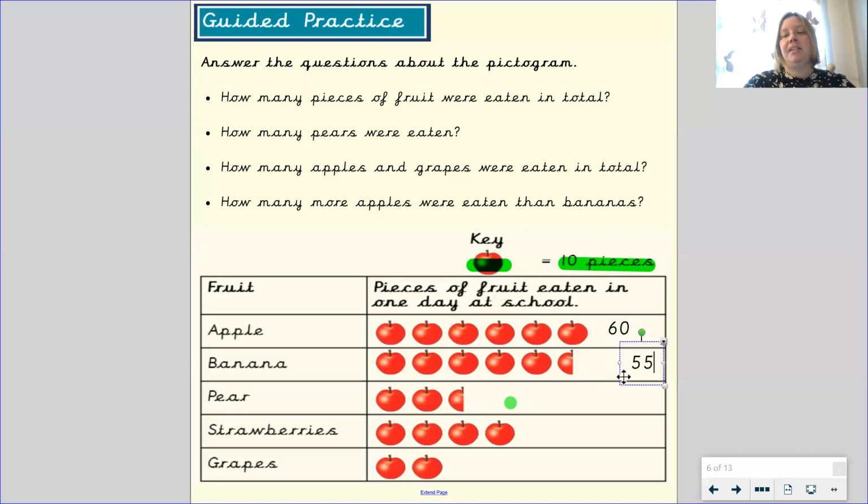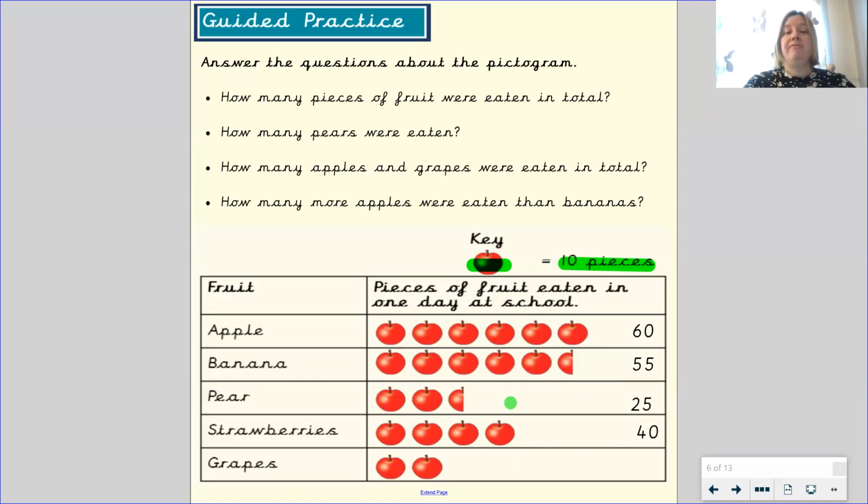I'm going to count how many pears were eaten. Can you count with me? 10, 20. What does this represent? 5. So altogether, 25 pears were eaten. Next, we're going to count the strawberries. Can you count in tens with me? 10, 20, 30, 40. So 40 strawberries were eaten.